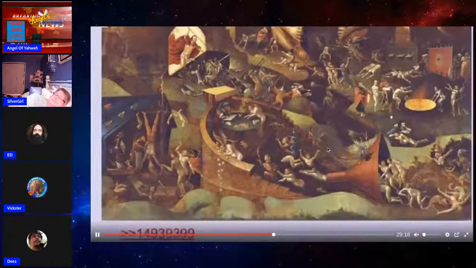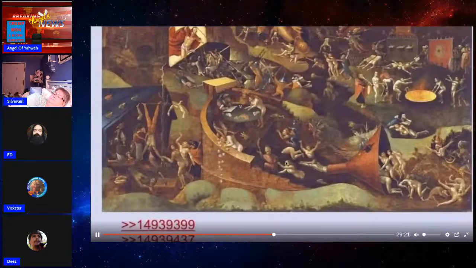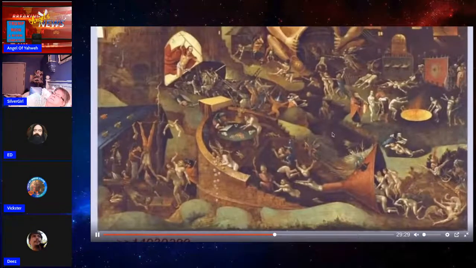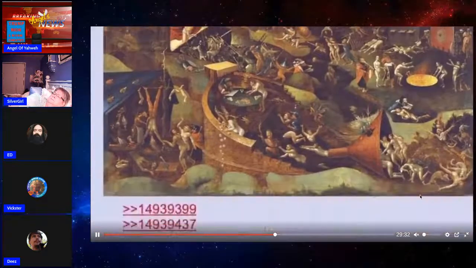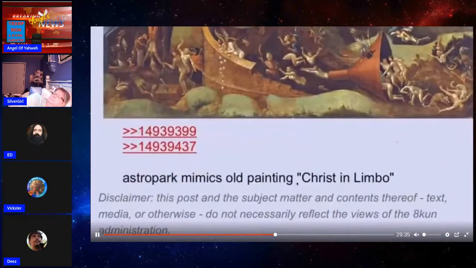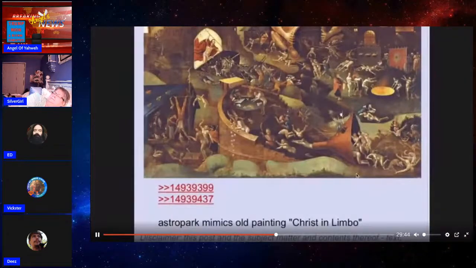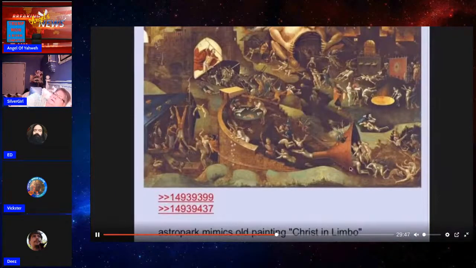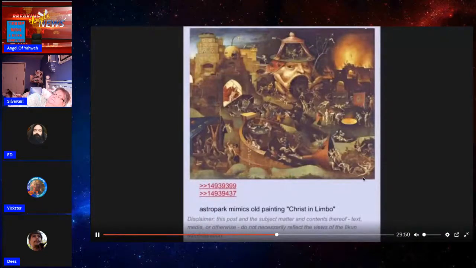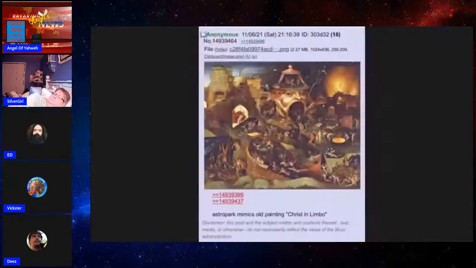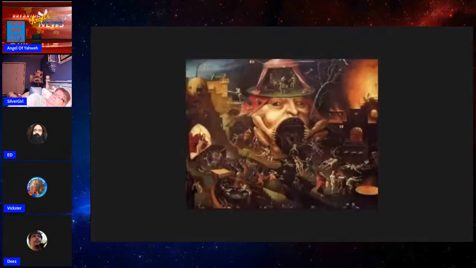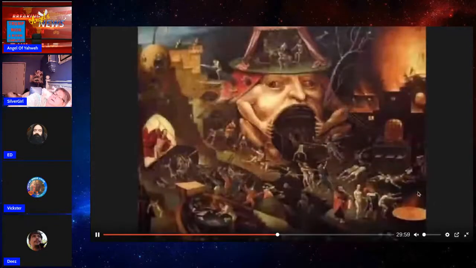Correct blood type. That's from an Anon. He's talking about all the different sacrifices set up like his concert. The ritual layout: Astro Park mimics the old painting Christ in Limbo. That's the way the park is laid out. Exactly, it was all a ritual. So the whole thing is satanic. Yep. Even that kid said it was a concert in hell, and he wasn't the only one. Several people said it was like they were in hell.